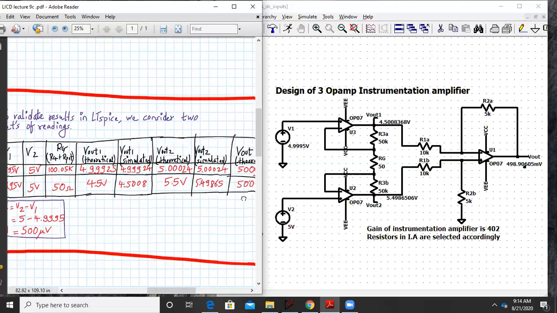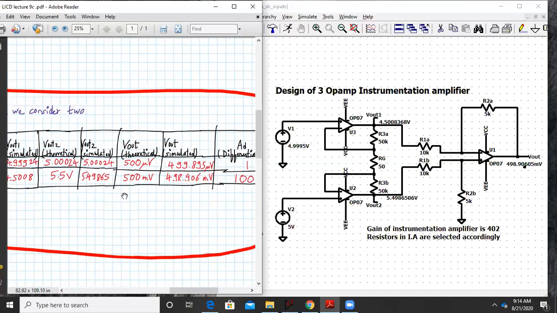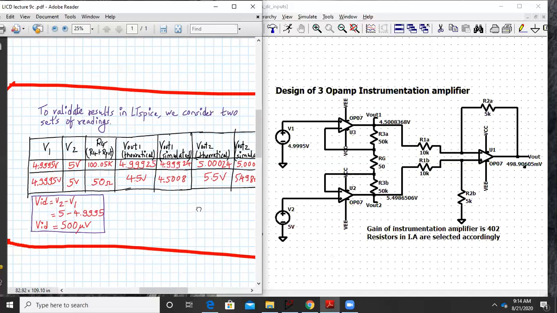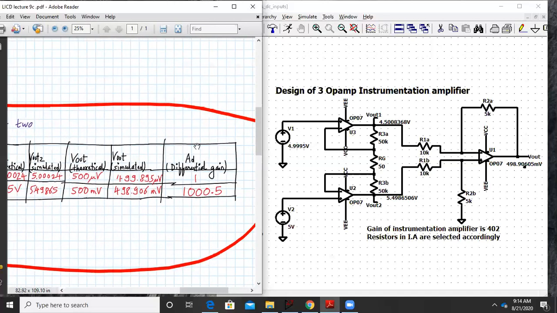And the theoretical values of V out 1 is 4.5, V out 2 is 5.5, and my V out theoretical is 500 millivolt. That means if the input is 500 microvolt, the output is 500 millivolt, that means a gain of 1000. So hence, just by changing the value of RG, we can change the gain of the instrumentation amplifier from 1 to 1000 very easily.